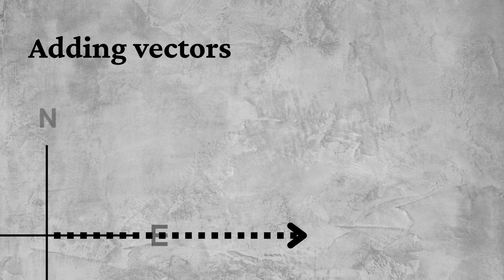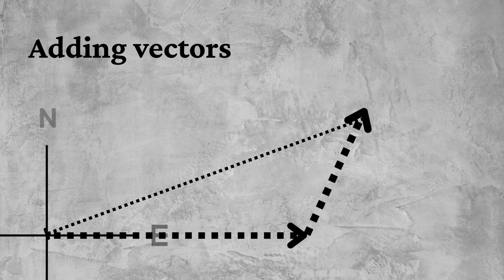Draw the first vector as an arrow. Then draw the second vector starting from the head of the first. The resultant vector is the arrow from the tail of the first vector to the head of the last vector. This final arrow shows the combined effect of the two vectors, in both magnitude and direction.